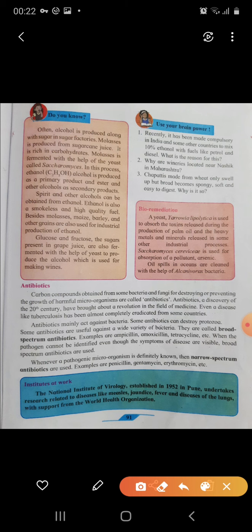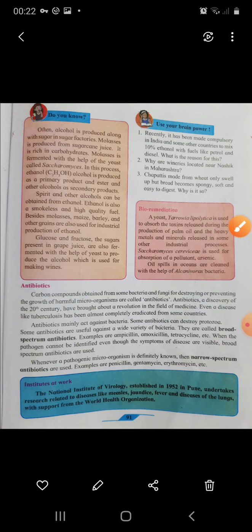Next topic is antibiotics. The main topic of our lesson, antibiotics. One of the uses of microbes. First of all we will see the definition of antibiotics and their types. Antibiotics, carbon compounds obtained from some bacteria and fungi for destroying or preventing the growth of harmful microorganisms, are called antibiotics. Antibiotics are carbon compounds obtained from bacteria and fungi, which work against some harmful microorganisms. Okay, they destroy or prevent the growth of harmful microorganisms. These carbon compounds are called antibiotics.